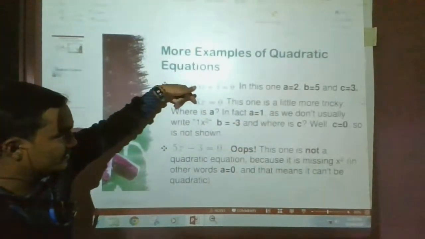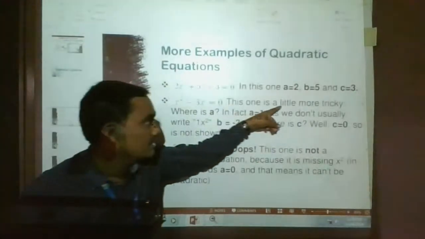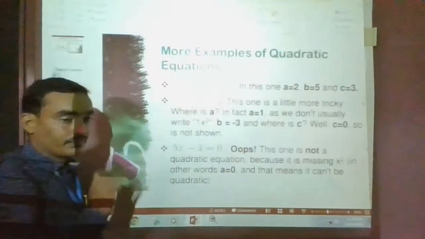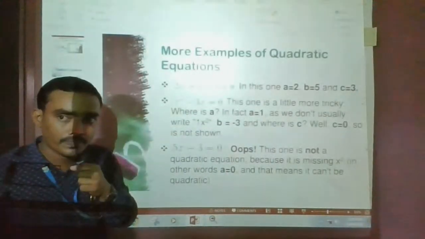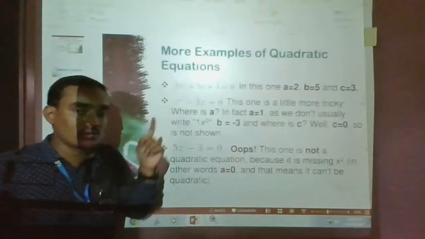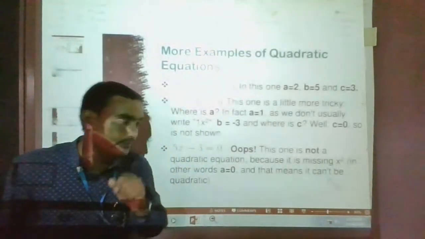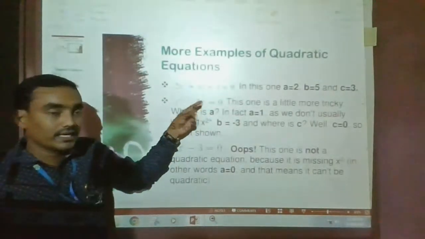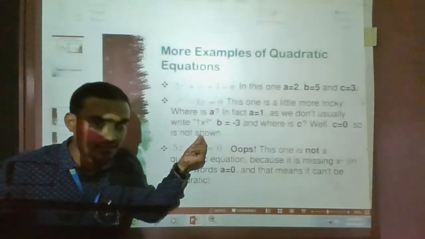See, x square minus 3x equals 0. This one is a little more tricky because there is no constant. Here, what is the a value? If there is no number, you have to consider the a value as 1. Next, what is the b value here? The coefficient of x is minus 3, so the b value is minus 3.